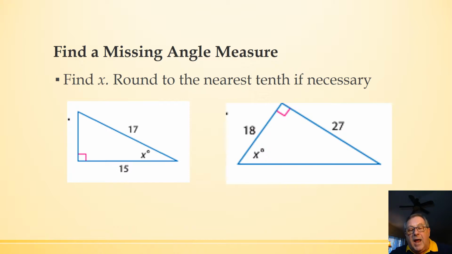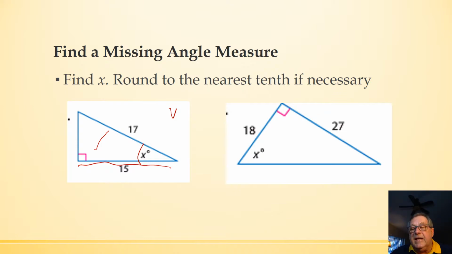So in looking at this right triangle here, and we're asked to find the value of x, this angle measure, I can see that here's the hypotenuse, because it's directly across from the right angle. And this is the adjacent side to this angle x. And so, let's see, cosine is adjacent over hypotenuse.